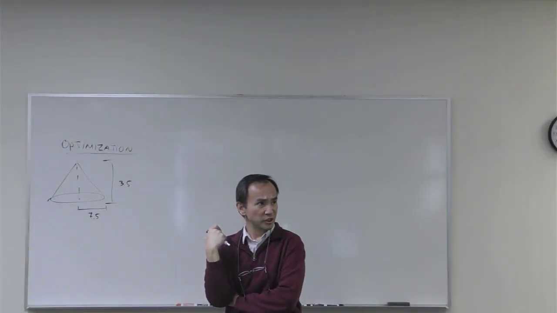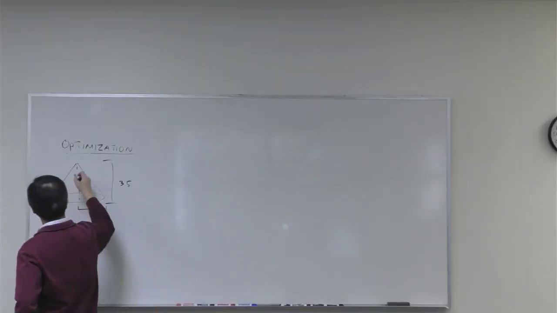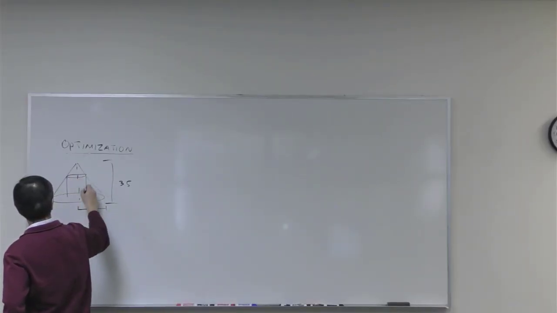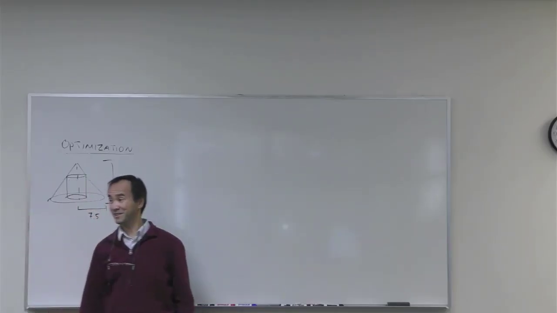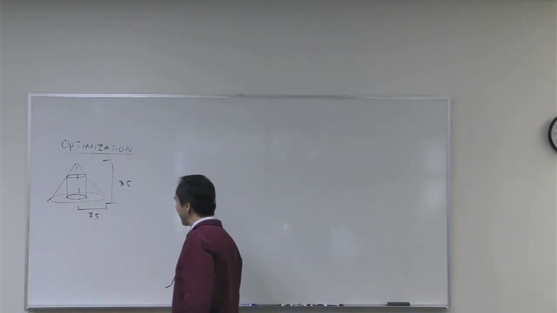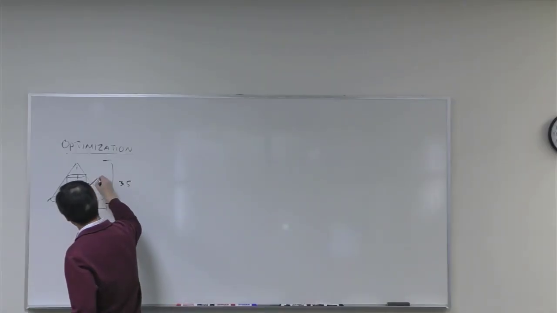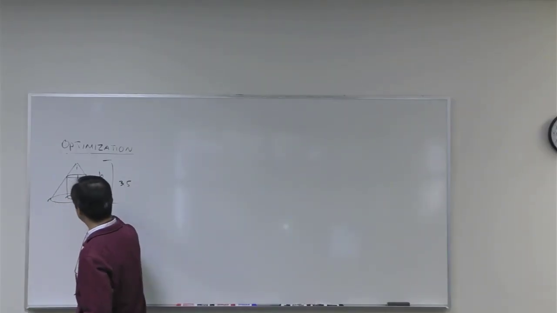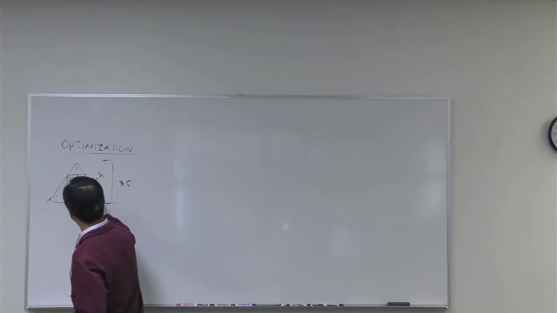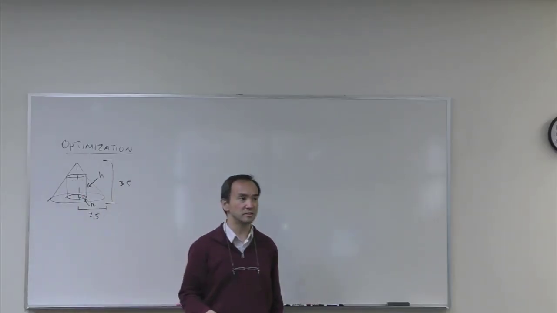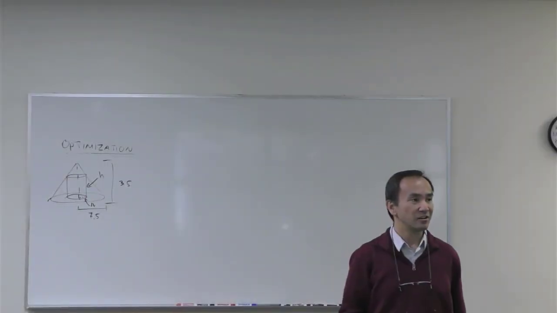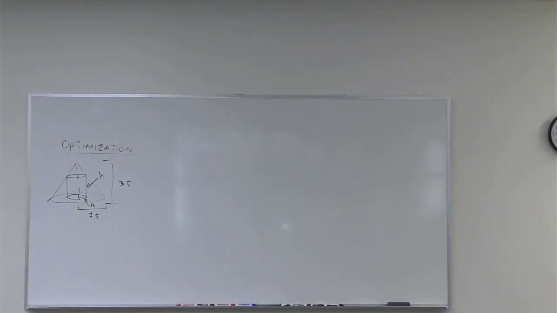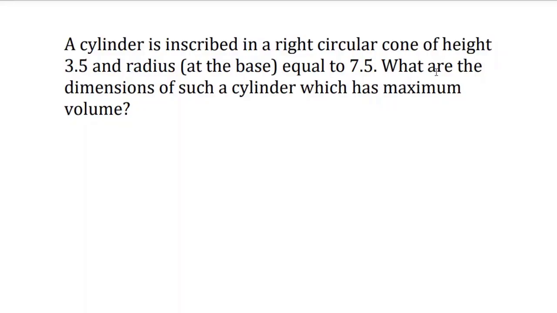But then the cylinder is inscribed. Inscribed means you're putting a cylinder inside, like a can of water. The cylinder has its own height h and its own radius, which you can call r. So r is the radius of our cylinder. Now the question is asking, so let's identify our objective. What are the dimensions of such a cylinder which has maximum volume?